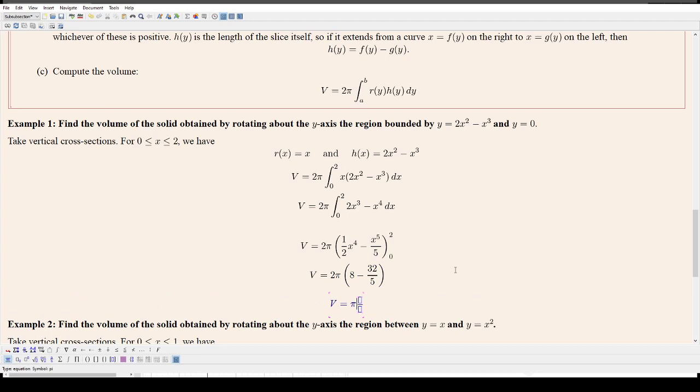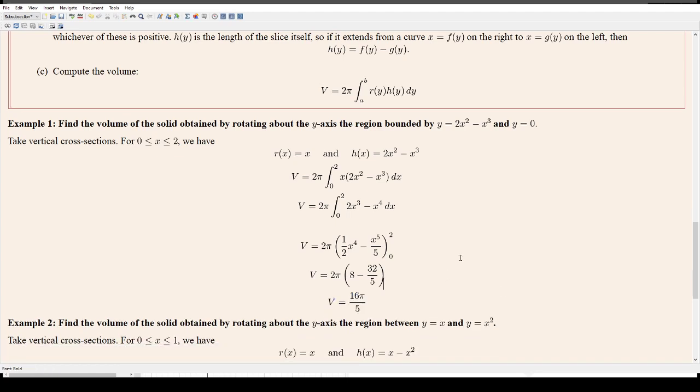So what do we have here? So common denominator is 5. 5 times 8 is 40. 40 minus 32 is 8. 8 times 2 is 16. And then let me just put the pi here, because I think it looks better. Cool. So 16 pi over 5. Not too hard. Once you have the formula written down, these examples are really straightforward.